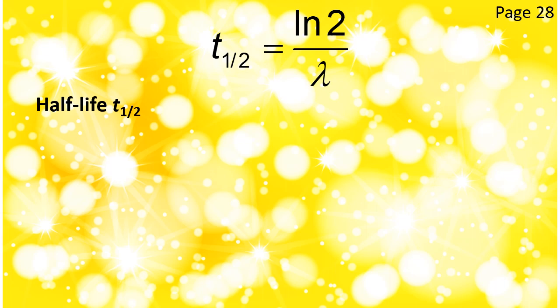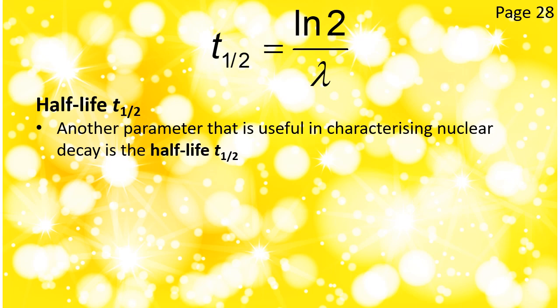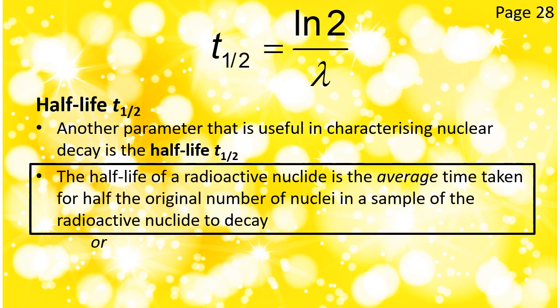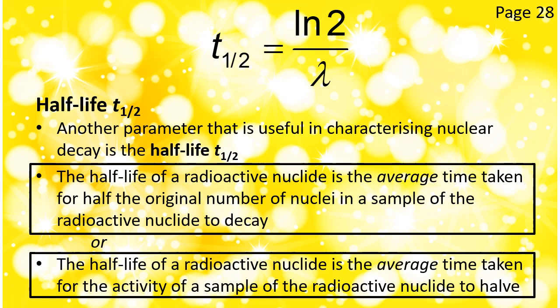Now, an interesting and very common parameter that is used in relation to radioactivity is called the half-life. We can define the half-life in two different but equivalent ways, in terms of the number of radioactive particles in a sample or in terms of the activity. So the half-life of a radioactive nuclide is the average time taken for half the original number of nuclei in a sample of the radioactive nuclide to decay. Or alternatively, the half-life of a radioactive nuclide is the average time taken for the activity of a sample of radioactive nuclide to halve.